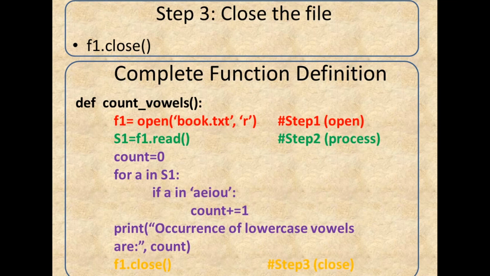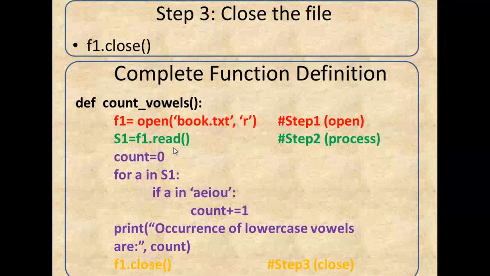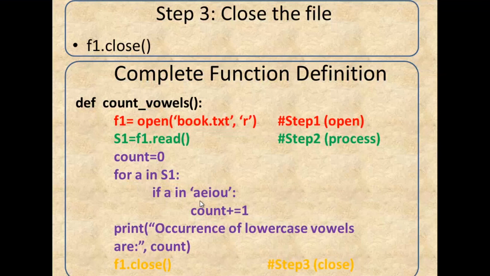So you can see all the 3 different steps that we discussed, they are all compiled into one function. Starting from opening the file, then reading the file and bringing the contents in S1, followed by reading this S1 and comparing and finding out the count, and then displaying the value outside the for loop, that occurrences of lowercase vowels are displaying the count which we have calculated, and finally closing of the file. So all these parts of my program which I just discussed separately, now I have compiled them in one single function.